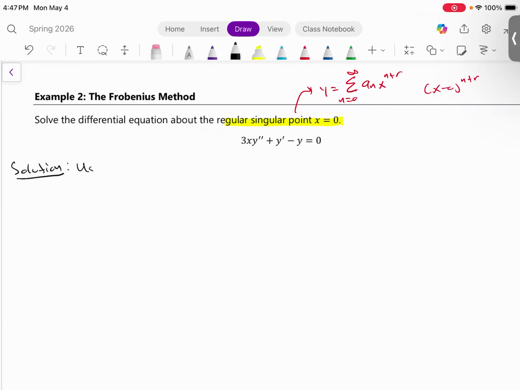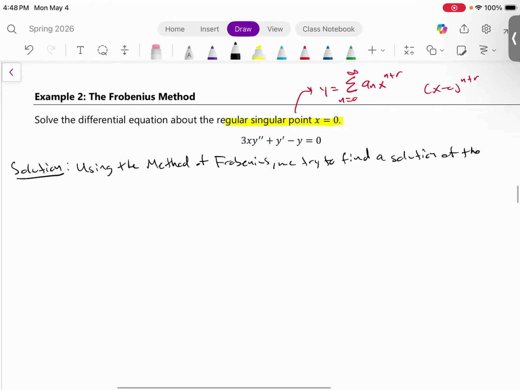And so using the method of Frobenius, we try to find a solution of the form that we were just discussing. y equals the power series centered around the singular point x equals 0. But it's a differential equation. We're going to need to plug this and its components back into the differential equation.